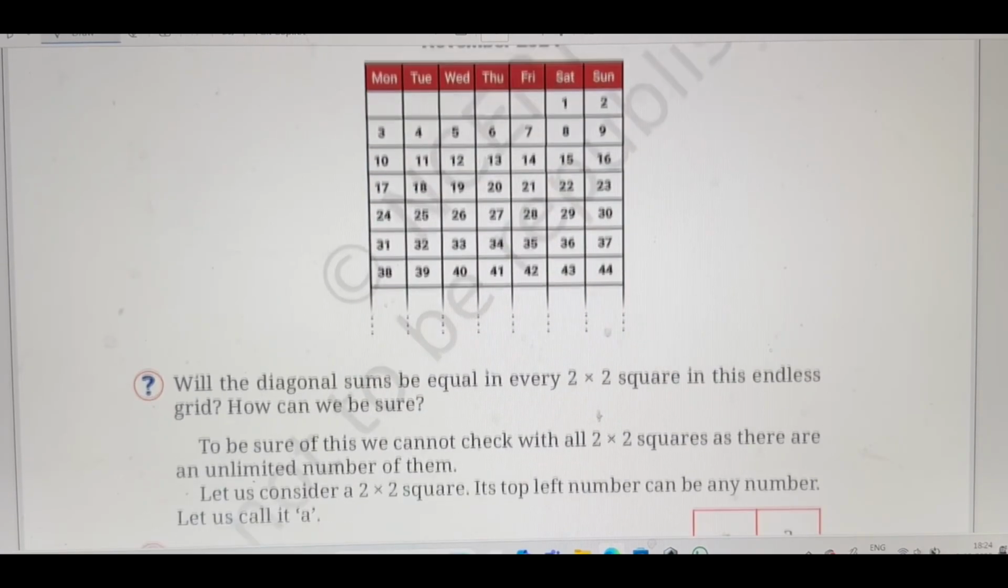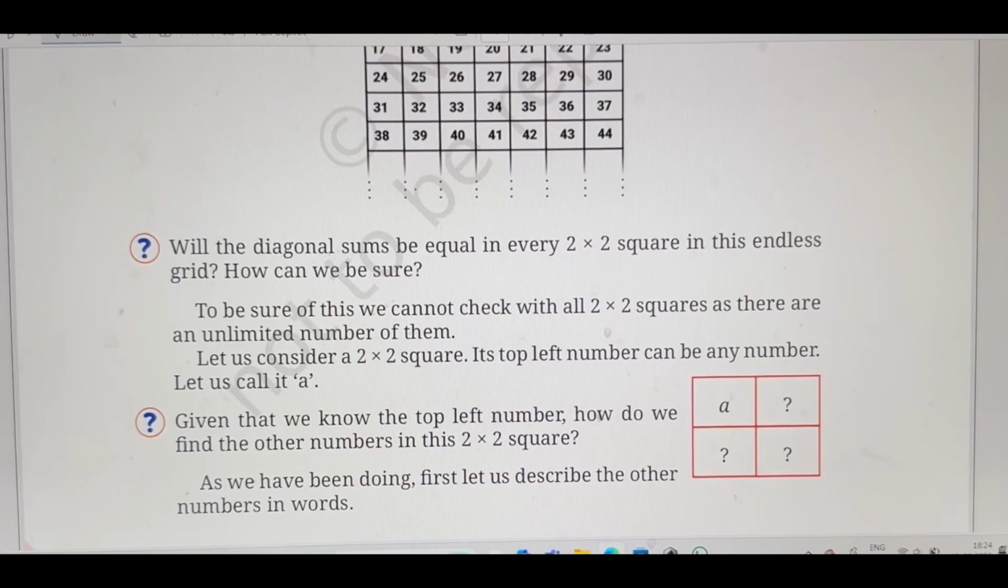To be sure of this, we cannot check with all 2 by 2 squares. We can add a few here and there, but what about all the grids like this? All the diagonals, will the sum be the same? How can we decide that? So to be sure, what is done here is they have considered a 2 by 2 square, and the number at the left top corner is taken as A.